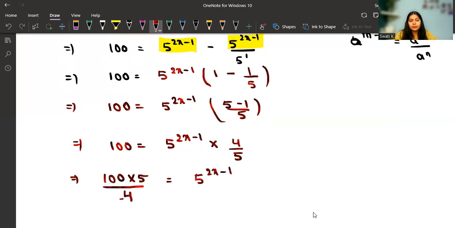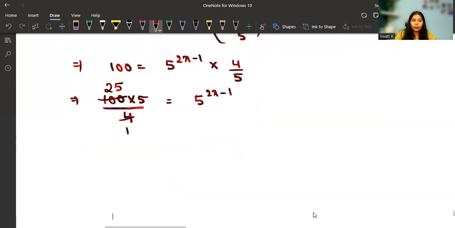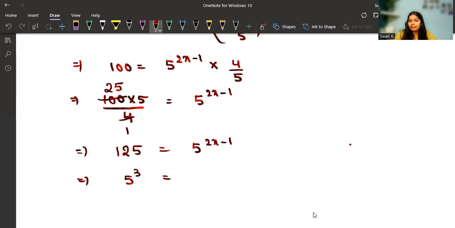Now this I can simplify. 4 times 1 is 4. 4 times 25 is 100. So on the LHS, I am getting 25 times 5, which is of course 125. And here it will become 5 raised to 2x minus 1 as it is. Now I can write down 125 as 5 raised to 3, because we know that 125 we can write down as 5 into 5 into 5. And this I can write down as 5 cubed, because here also a property of exponent, the power gets added. So 1 plus 1 plus 1, which is 3. So 5 raised to 3, and this will become 5 raised to 2x minus 1 as it is.